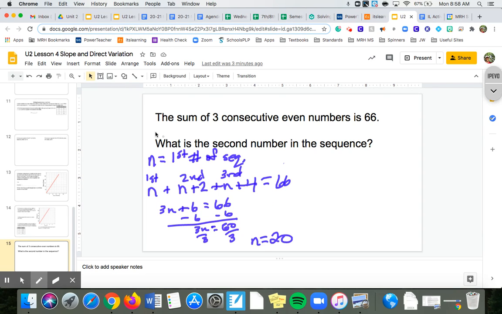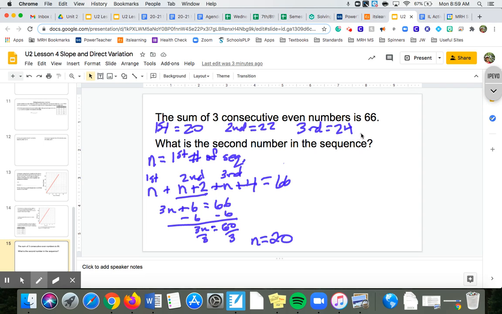Now that's the first number in my sequence, so I know that the first number is equal to 20. But the question that's really being asked here, so make sure you pay attention to this, is what's the second number? So if that's the case, I can use this expression right here to find that. So I know the second number is going to be 2 more. So for the second number, what's 20 plus 2? Well, the second number would be 22. I can then find the third number by saying, what's 20 plus 4? Well, it's going to be 24.